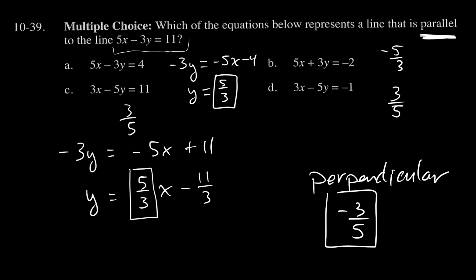But the answer for this question is A. It's the only one that has a slope ratio that is equal to the slope ratio of the question given.